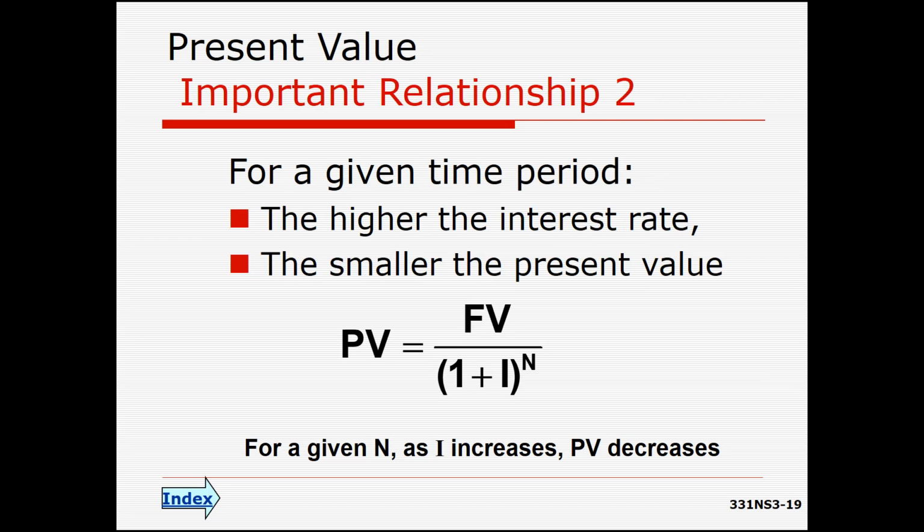For a given time period, the higher the interest rate, the lower the present value, meaning the greater the interest rate, the larger the denominator, the smaller the result. The higher interest rate reflects greater opportunity cost or higher risk about actually receiving the cash flow in the future, making it worth less today. The relationship between present value and I/Y is indirect. As one increases, the other decreases.